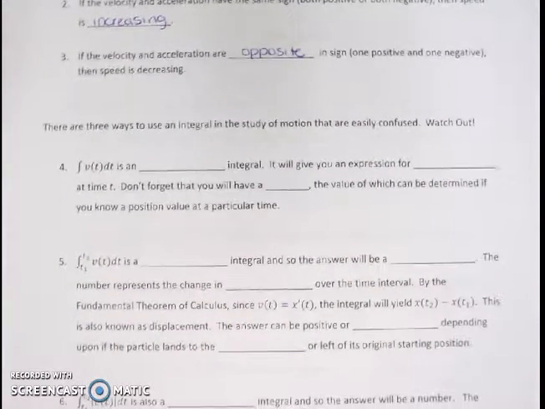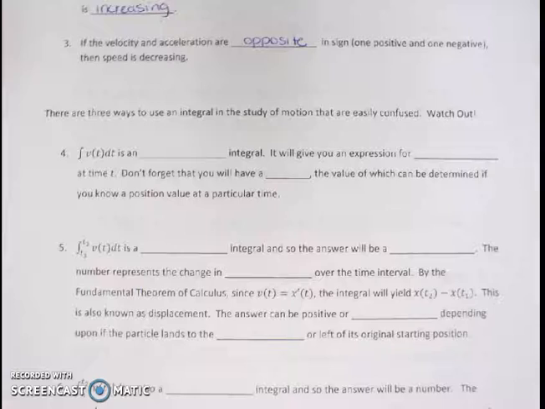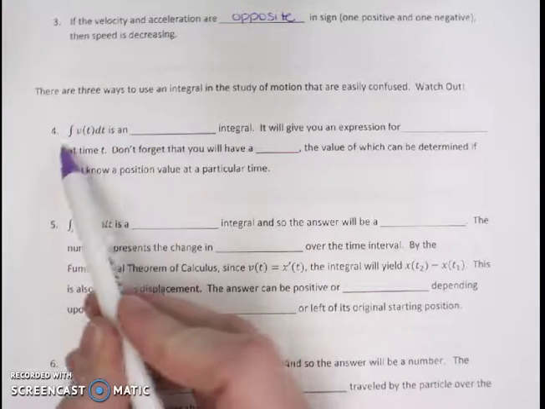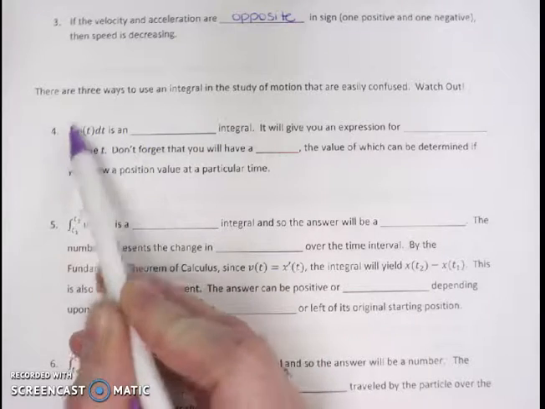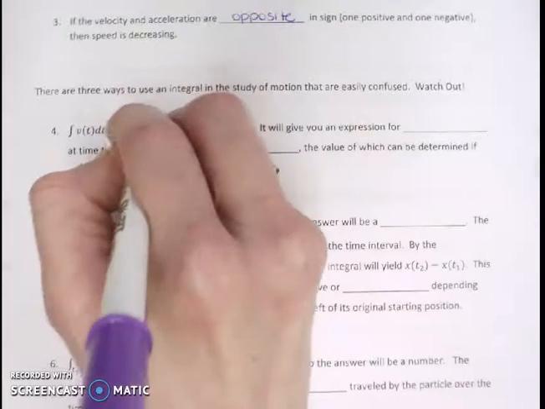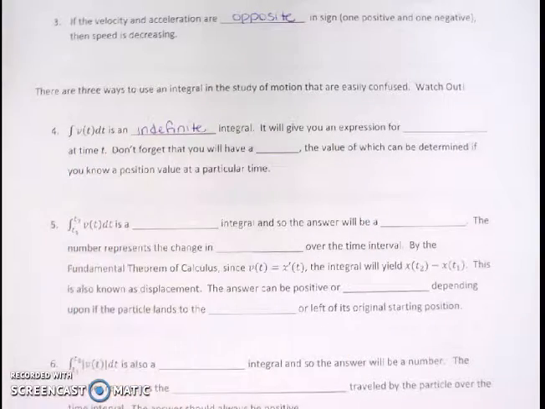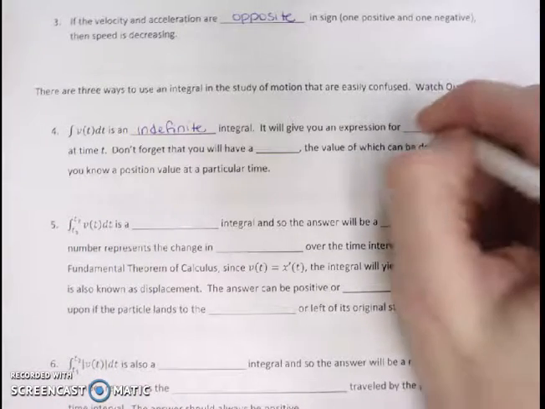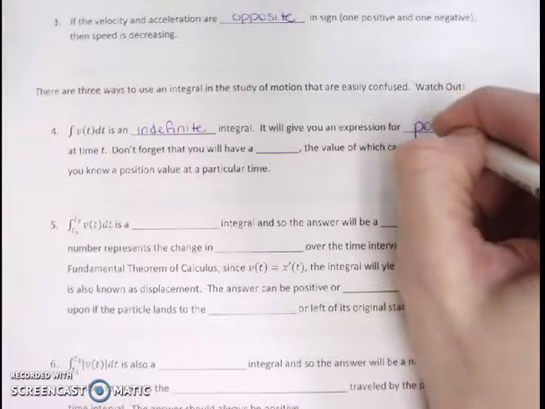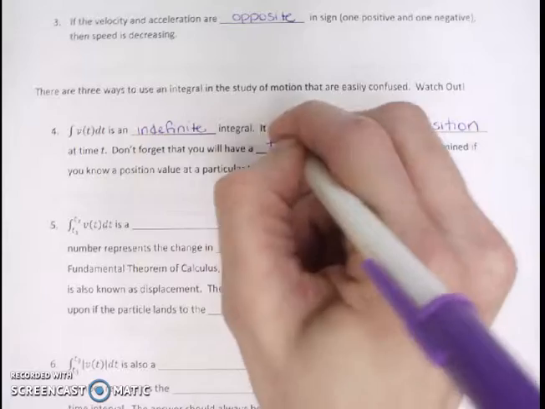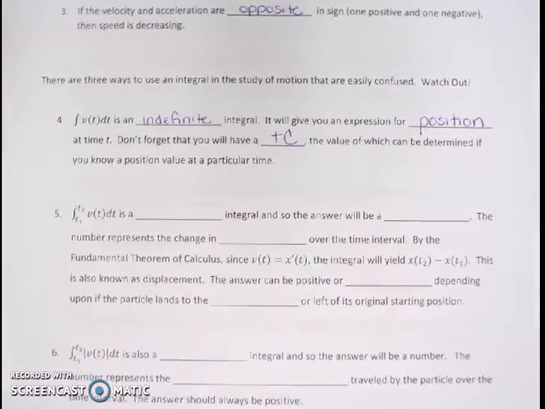So there's 3 ways to use an integral when you're talking about motion, and they can be easily confused, so these are some things to watch out for. So an integral of the velocity, notice there's no endpoints here, so this is an indefinite integral. Okay? It will give you an expression for position. So if you take the integral of velocity, it takes you back to position. So don't forget you will have a plus c because it's an indefinite integral.